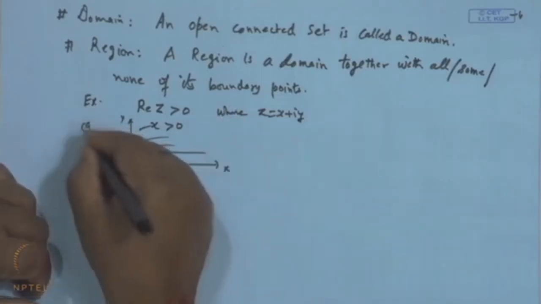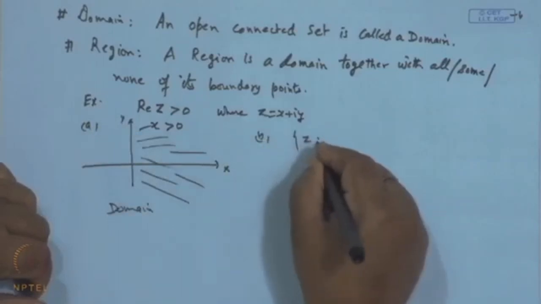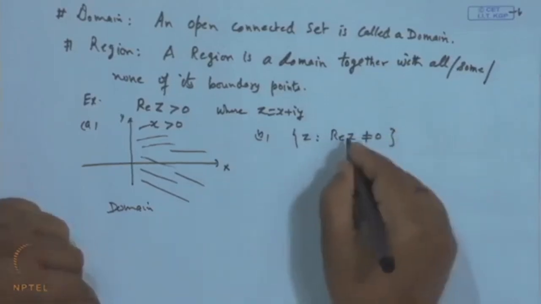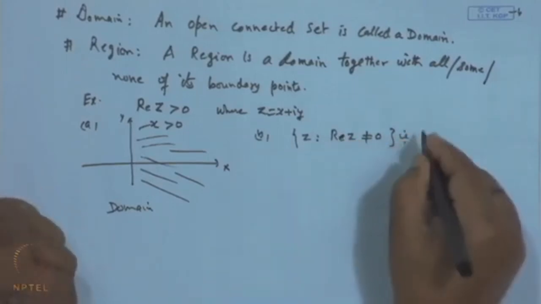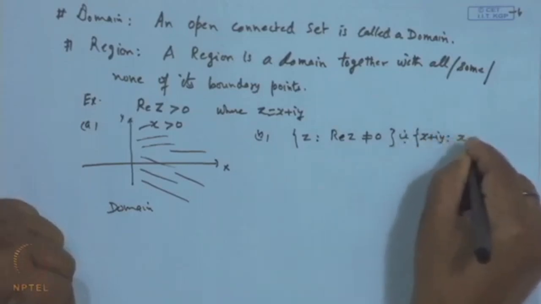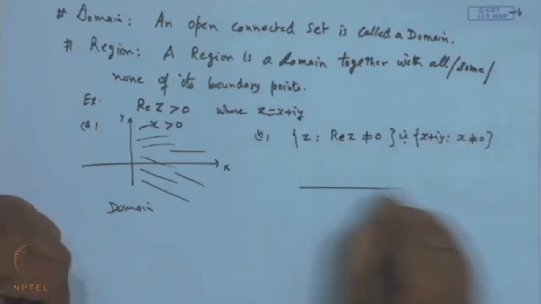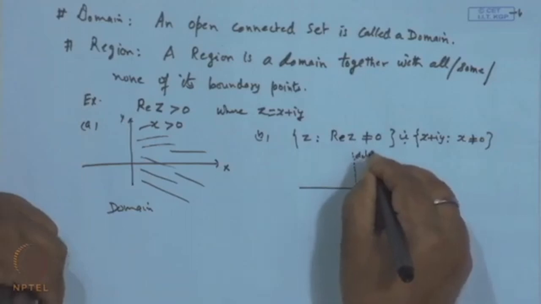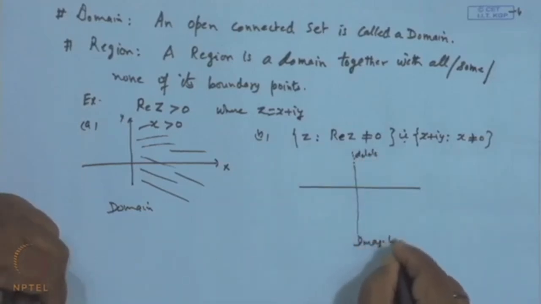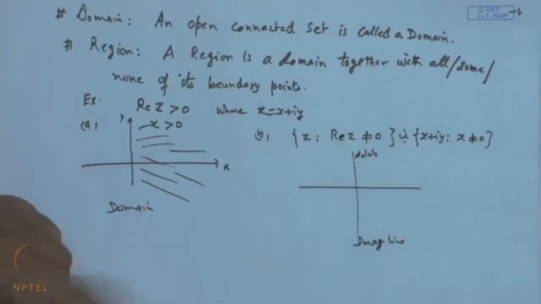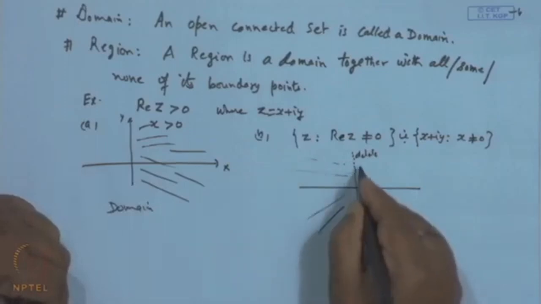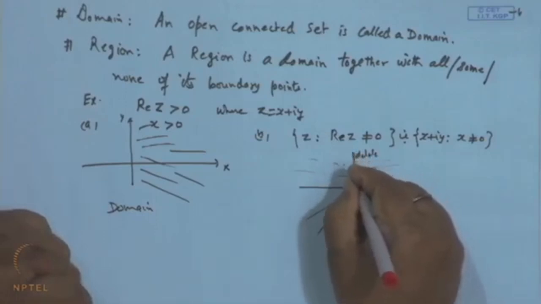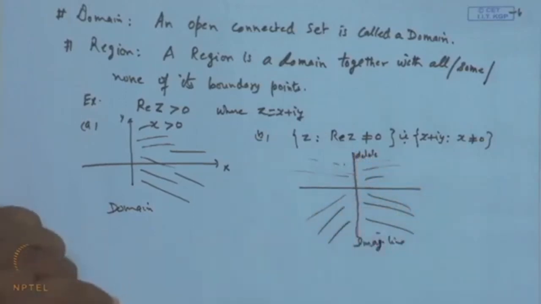However, suppose we take another example, the set of those points where the real part of z is not equal to 0. Then real part of z not equal to 0 means x should not be 0, that is, the set of all points x plus iy where x should be different from 0. That is only possible when you completely remove the imaginary line. If I remove this part, the y axis, then the set of all points which are here as well as here, except this line, this is deleted.